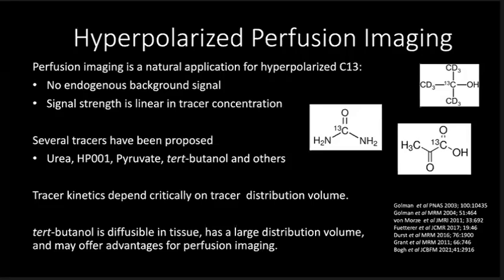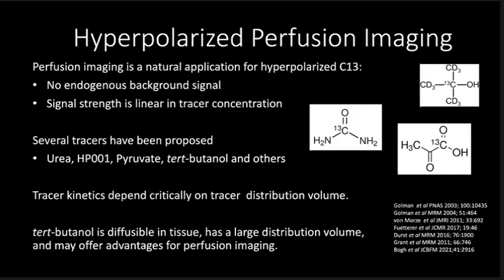The signal strength also is linear in the tracer concentration, unlike gadolinium and so forth. That's also a nice thing. And lots of tracers have been proposed: urea, HP001, pyruvate itself can be used in a certain kind of DSC-like way to do perfusion imaging, and tert-butanol, which I'm going to be talking about today, which is an alcohol.